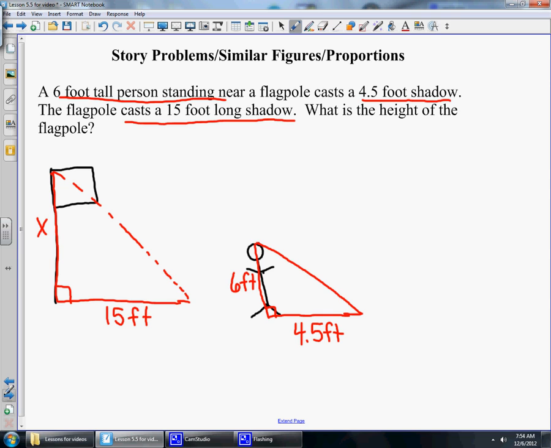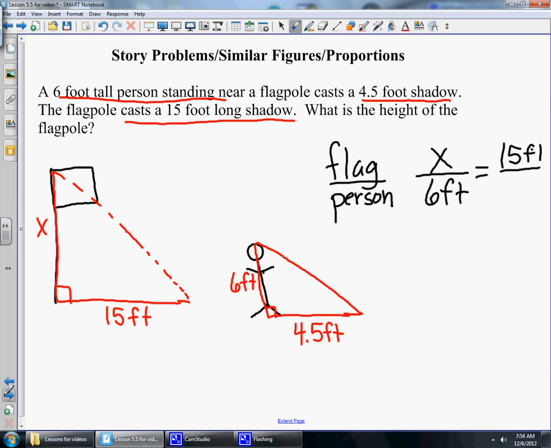The height of the flag, so we'll have the flag over the person. So the flag's measurements will always be in the numerator, the person's in the denominator. So the height of the flag is x. That relates to the height of the person, which is 6 feet. And then the length of the shadow is 15 feet. And the length of the shadow of the person is 4.5 feet. So now that we have our proportions set up, we're going to cross multiply.